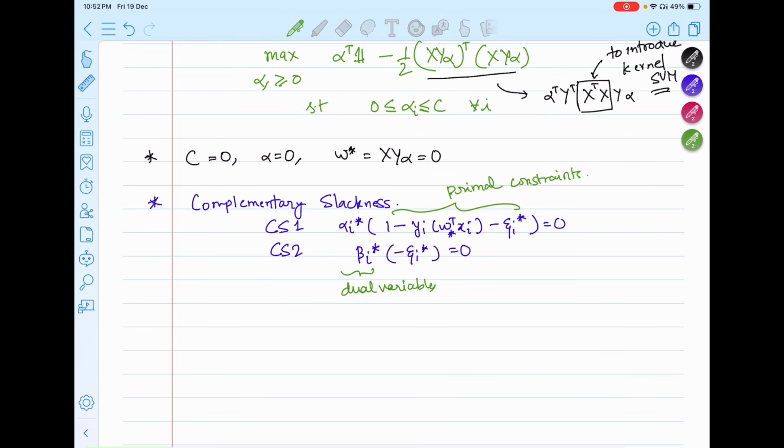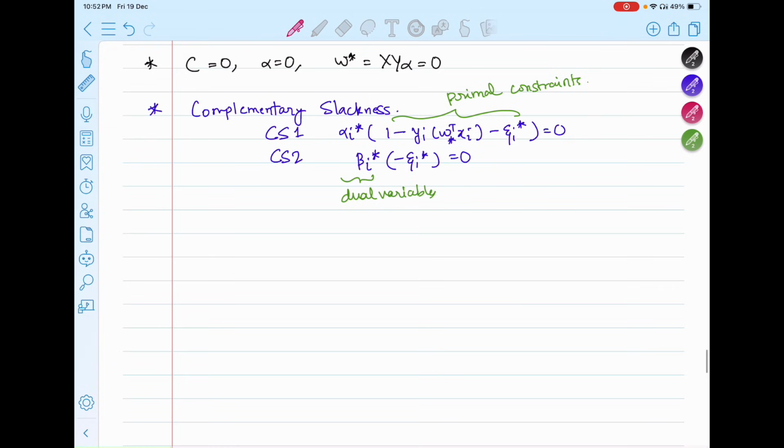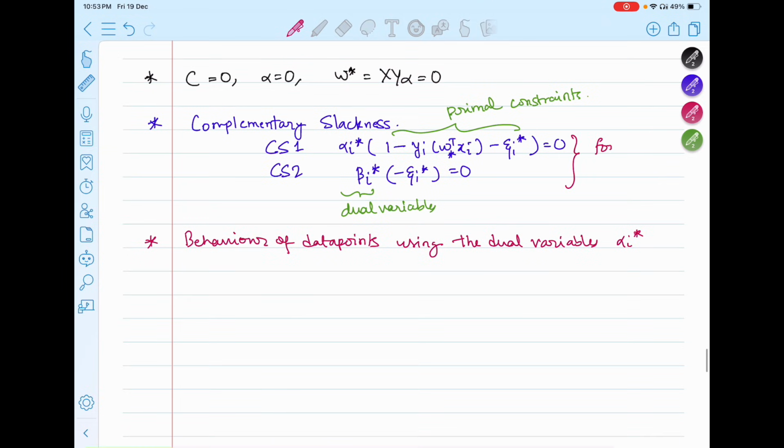From here, this actually helps us to determine the behavior of data points using the dual variables alpha i or alpha i star. Actually, these are for the optimal values: for optimal alphas or alpha stars, beta stars, and W stars. Not for any arbitrary alpha, beta, or W. Only for the optimal ones this will hold.